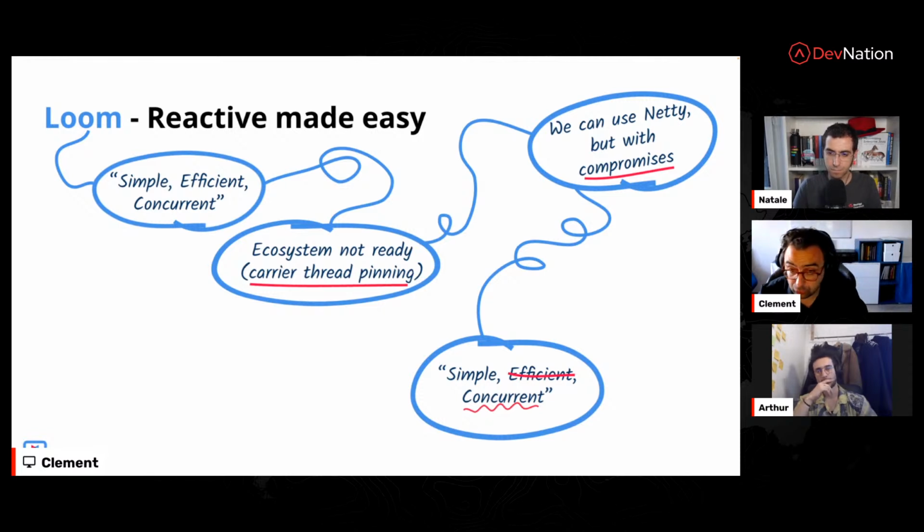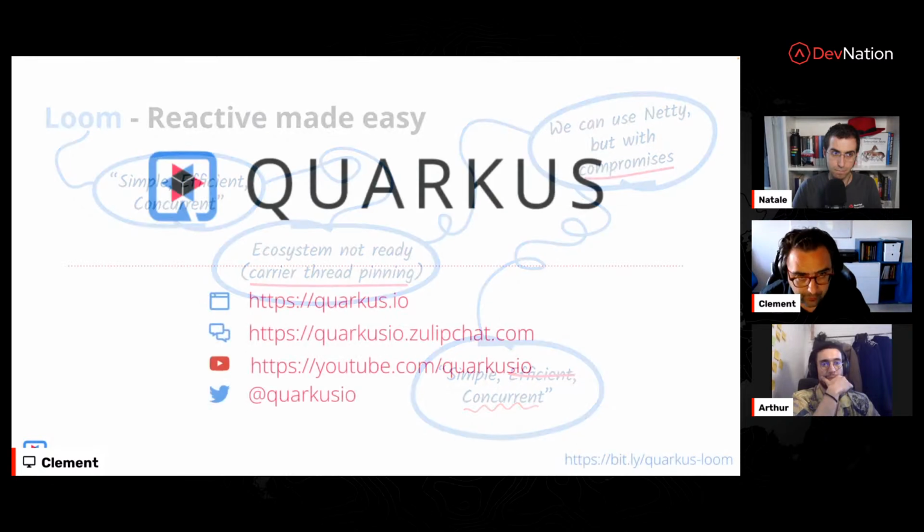So if we want to conclude right now, simple, we have it. Concurrent, it's not that bad, but efficient, there is still progress we can make to make it even more efficient and really become cloud native, because right now this resource efficiency may be a problem in environments where you want to achieve a very high deployment density.